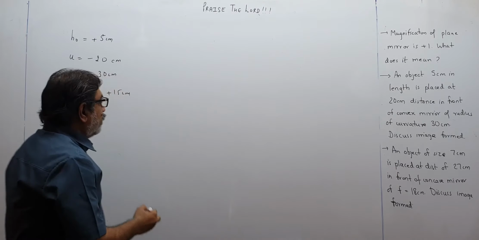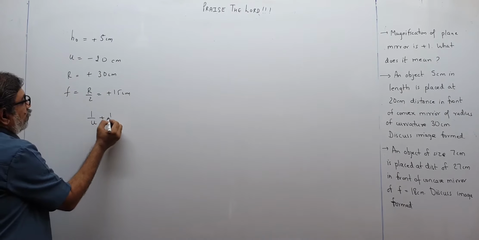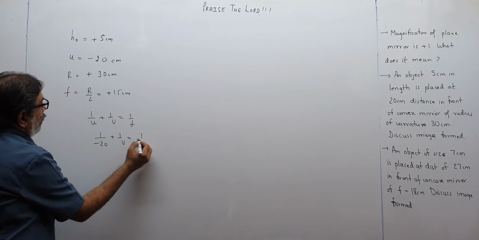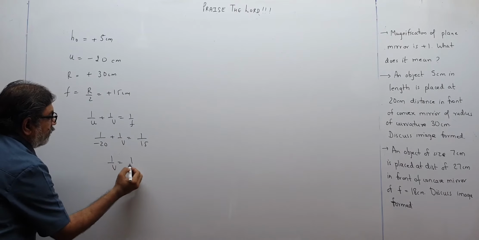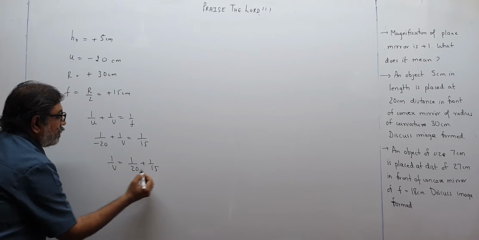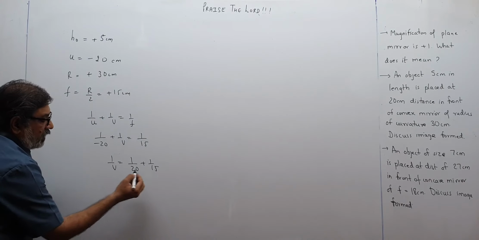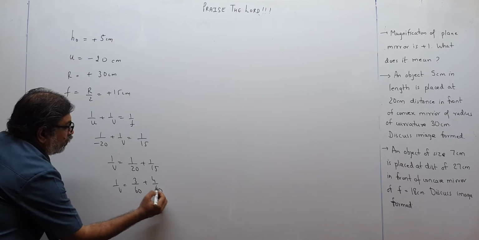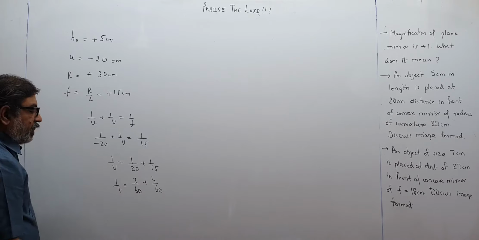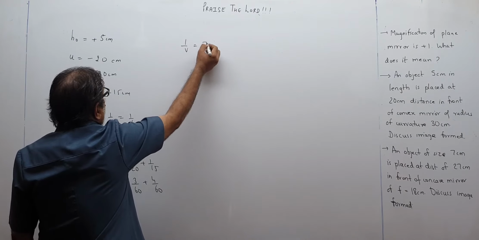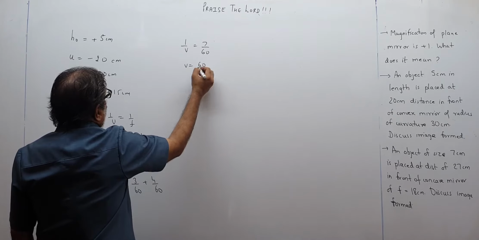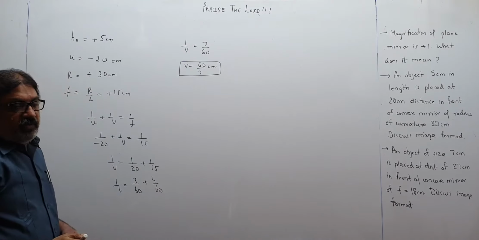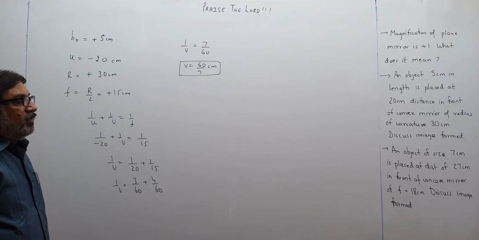So discuss the image found. Very easy. 1 upon u plus 1 upon v equals 1 upon f. So 1 upon u will be minus 1 upon 20. The LCM of 20 and 15 will be 60. So I can write minus 3 upon 60 plus 4 upon 60. Multiplied by 3, multiplied by 4. So 1 upon v becomes 7 upon 60. So v becomes 60 upon 7 centimeter. Don't divide because 7 cannot divide 60 exactly. So keep it in fractions. So v will be plus 60 upon 7 centimeter.